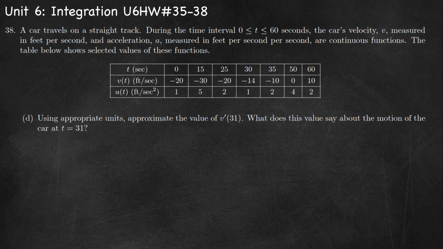Part D, using appropriate units, approximate the value of v prime of 31. What does this value say about the motion of the car at t equals 31? So v prime is acceleration. We want to estimate the acceleration at 31. So we know the acceleration at 30 is 1. The acceleration at 35 is 2. So you might say, well, it's probably just a little bit more than 1. Mathematically, how can we estimate it?